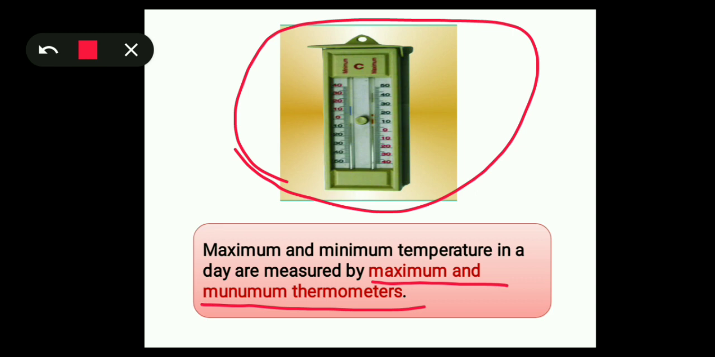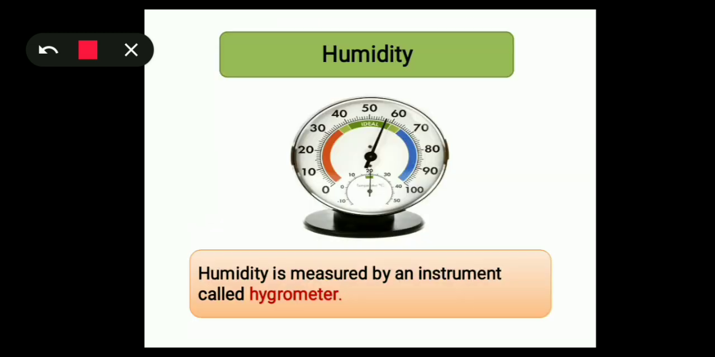Okay, let's move on to another topic. Now about humidity. What is humidity? We all know that the amount of water vapor present in the air is called humidity, and humidity is measured by an instrument called hygrometer. This is the picture of hygrometer.